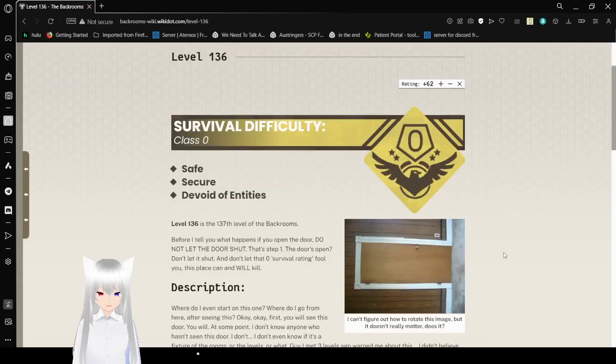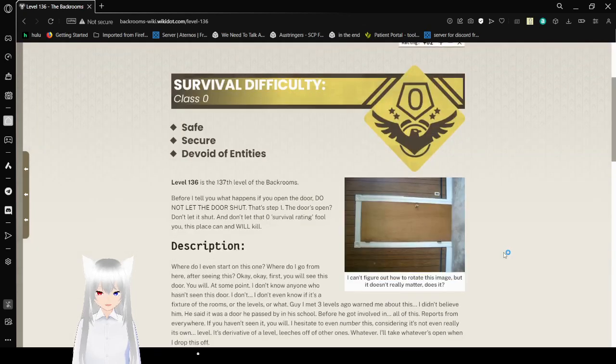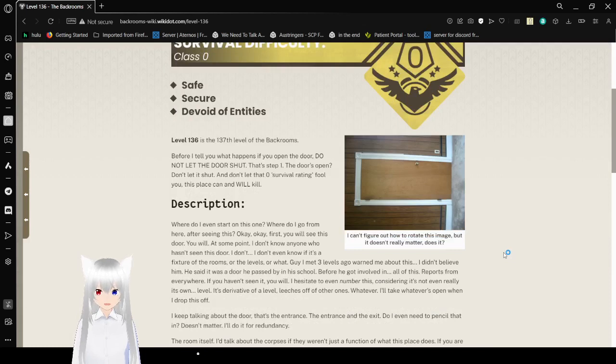Survival difficulty: 0. Safe, secure, devoid of entities. Level 136 is the 137th level of the Backrooms. Before I tell you what happens if you open the door, do not let the door shut. That's step one. The door's open, don't let it shut. And don't let that zero survival rating fool you. This place can and will kill.